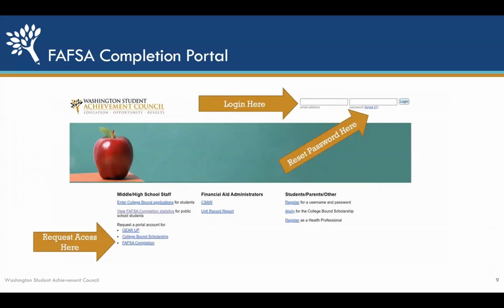So once you do have a username, to get into the portal and view student level FAFSA completion data, you'll want to go back to the login screen, and you can log in right up at the top by putting your school email address and then your password, which you'll have after you complete the setup process. If you've forgotten your password, you can use the Forgot It link to reset it. If you don't have access yet and want to request access, you can use one of the links down here, this one particular for the FAFSA completion portal, to get in touch with WSAC and ask for access to the portal.